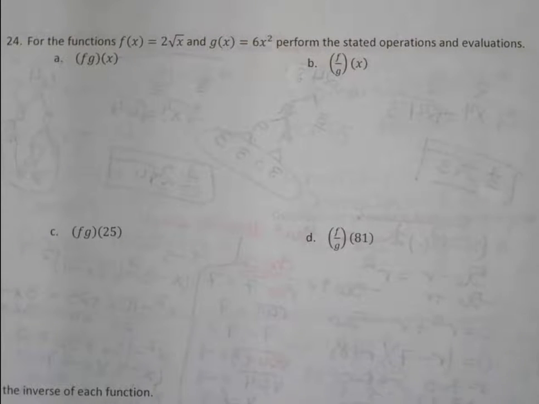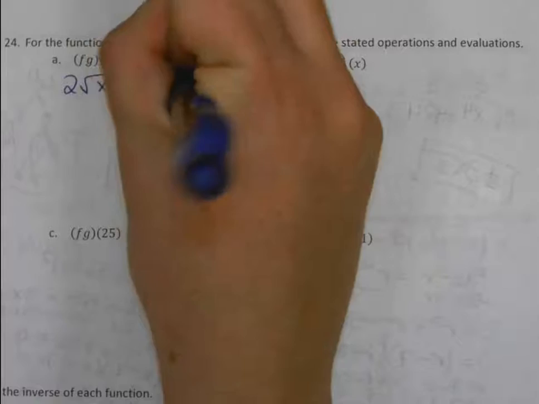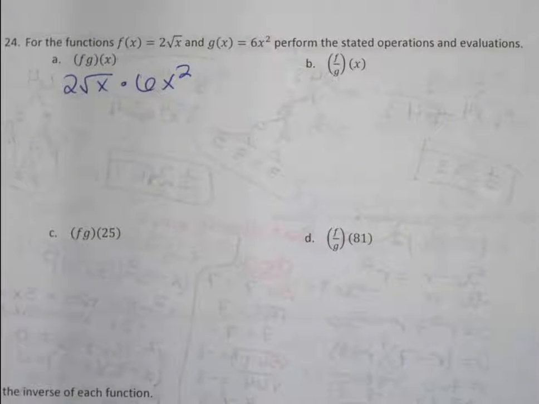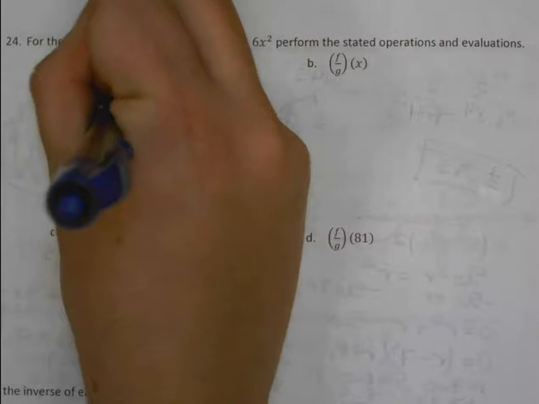On the backside, we are multiplying. The first thing it wants me to do is multiply the two equations. So I am going to multiply 2 square root of x times 6x squared. The next step I want to do is rewrite the square root of x as x to the 1/2 power.